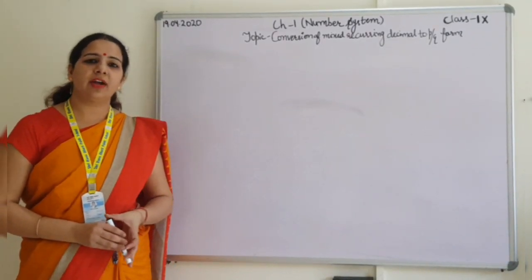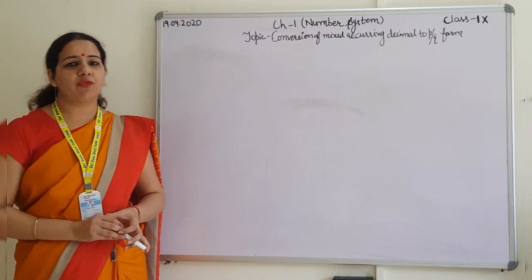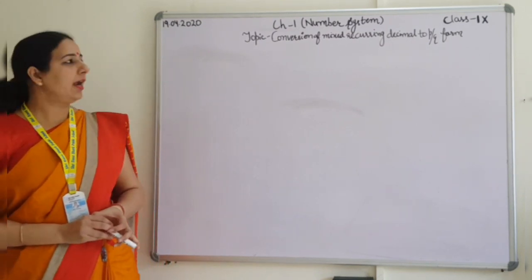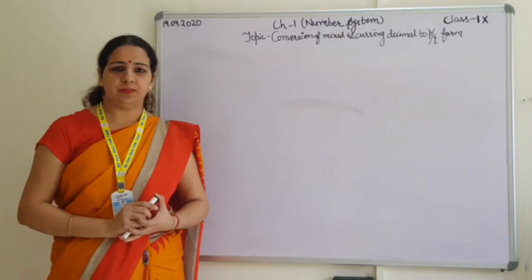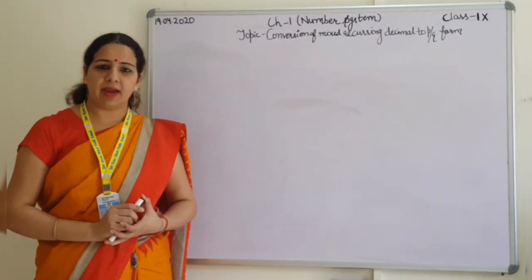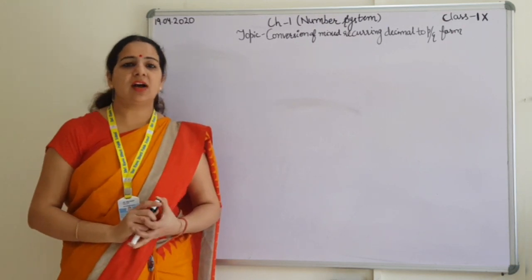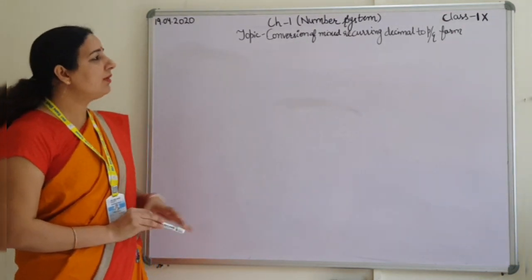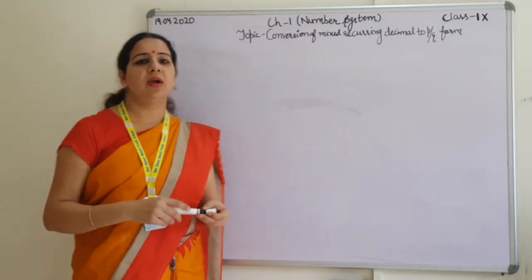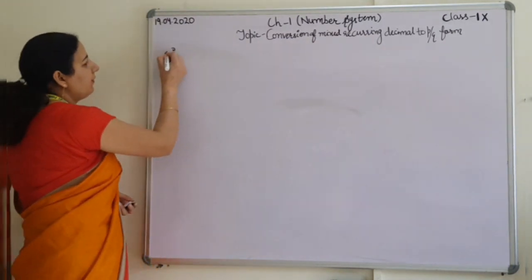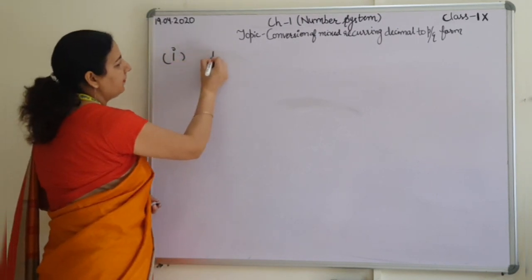As we have already completed our two topics of maths regarding number theory and how to reduce in the form of p by q. For today's class, our topic will be how to convert the mixed recurring decimal in the form of p by q. First of all, let me take one example to solve the same.